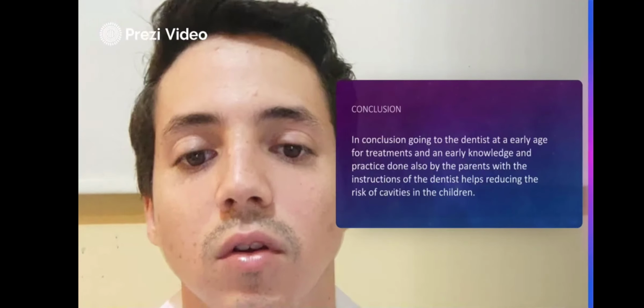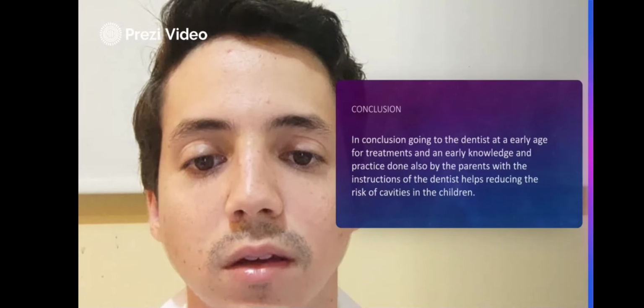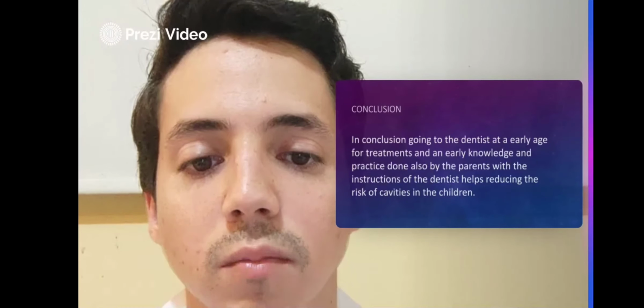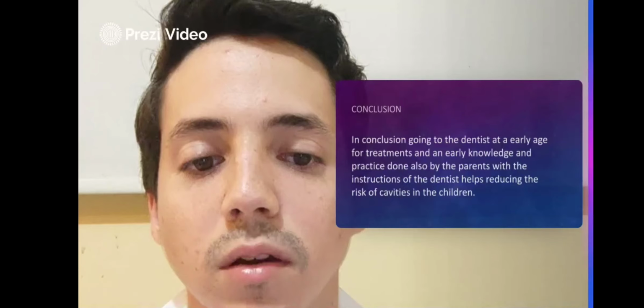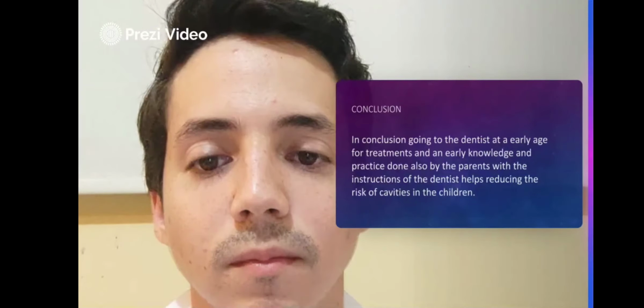In conclusion, going to the dentist at an early age for treatments, and early knowledge and practice by the parents, with instructions from the dentist, helps reduce the risk of cavities in children.